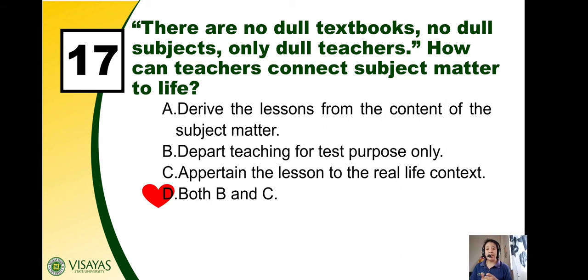Letter C, appertain the lesson to real life context. Ibig sabihin, our lesson should not just include the content that is just on the book but also real life. So it is fine because it will make the learners learn better. So the answer here is both B and C.